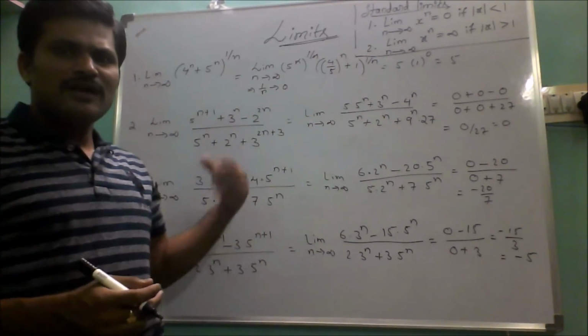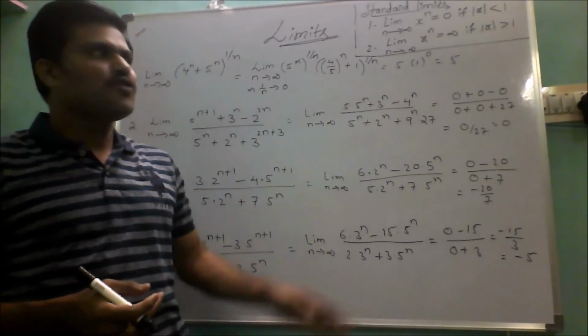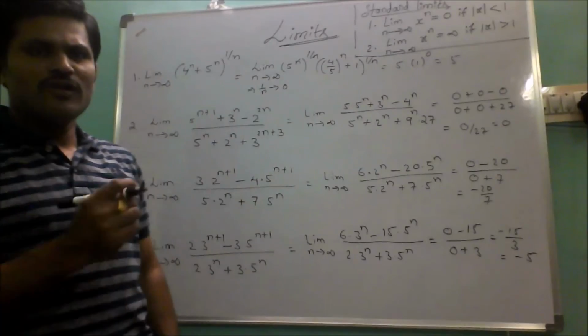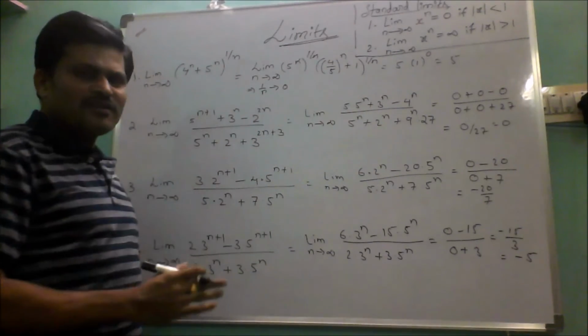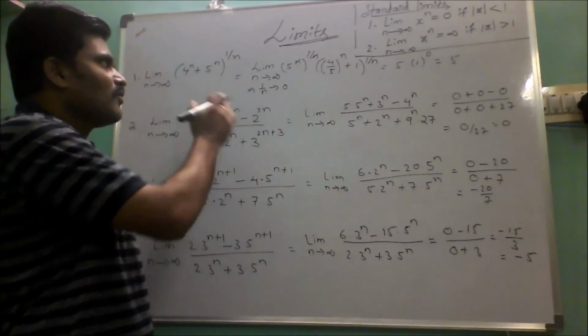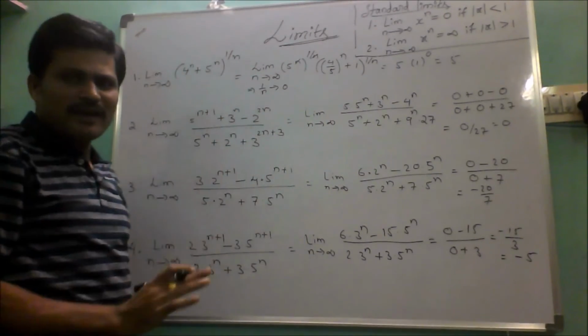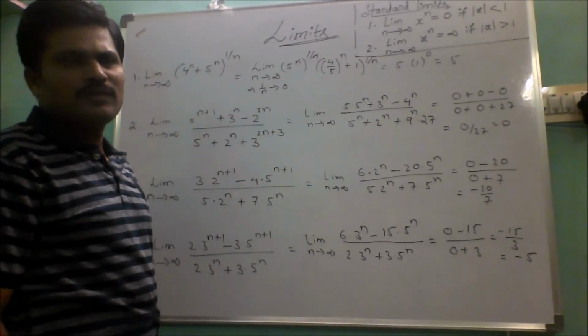Similarly, the next sums are also followed in the same manner using the standard limits. So it is a very easy formation and a very short trick for limits using the standard limits, which are of the form power 1 by n.